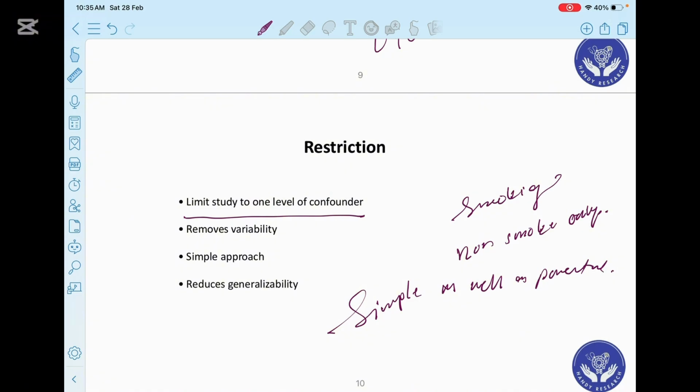But there are disadvantages as well, because by doing that you reduce the generalizability, you cannot study the effect of the restricted variable, and you reduce the sample size as well.